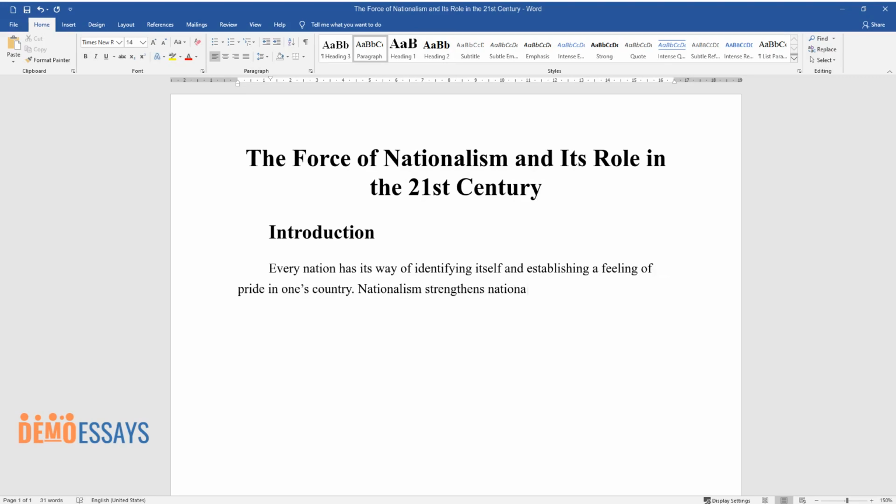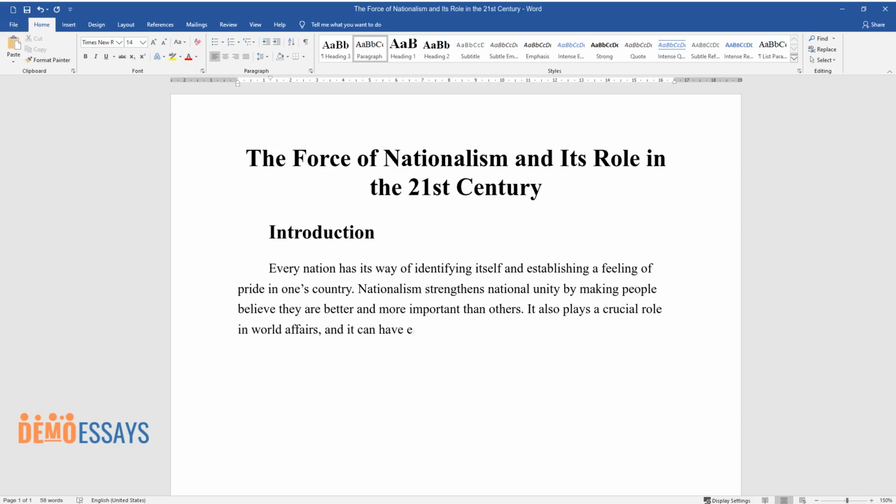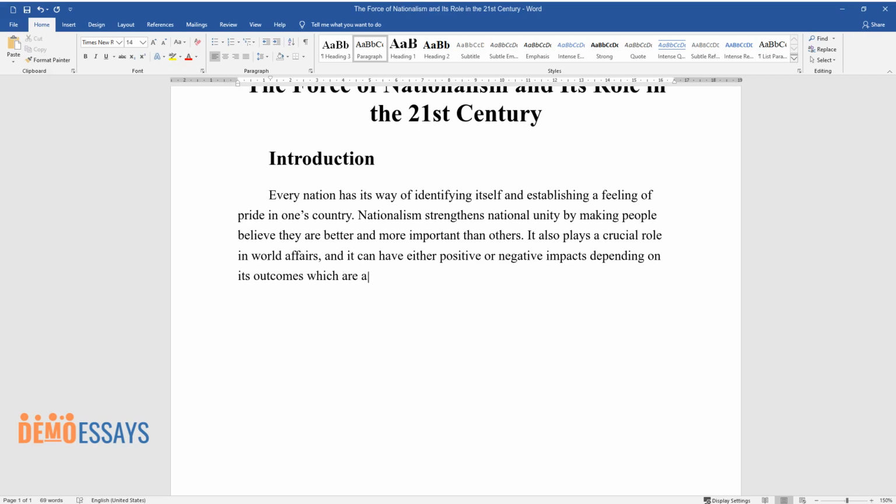Nationalism strengthens national unity by making people believe they are better and more important than others. It also plays a crucial role in world affairs, and it can have either positive or negative impacts depending on its outcomes, which are also based on ideologies.